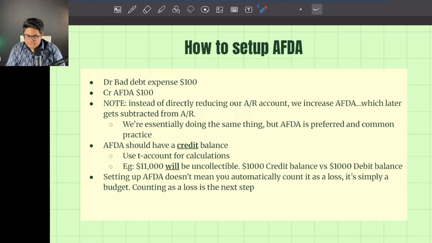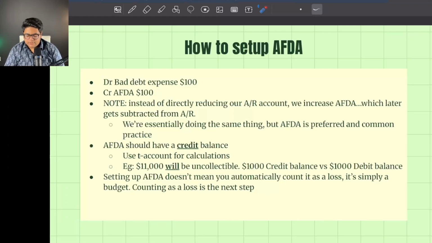However, we use AFTA instead. We increase AFTA to be subtracted from AR minus AFTA. We're essentially doing the same thing. AFTA is preferred in common practice because it gives an extra statistic for managers, like exactly how much of my sales am I budgeting for that won't be paid back. Just go with AFTA. If you have to memorize it, go ahead, but try to understand the concept of it.